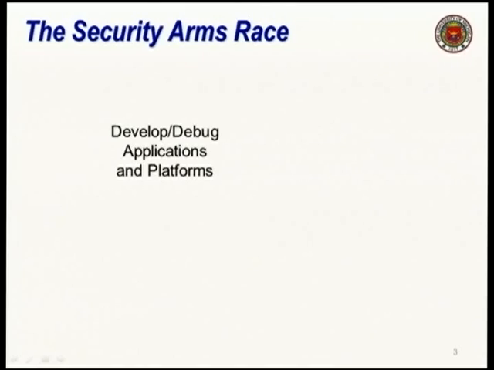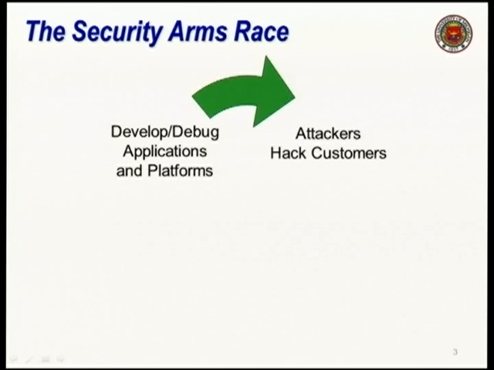Let's take a look at the development cycle of a piece of software today. First thing we're going to do is develop our application. Then we're going to release it to our customers, and our customers are going to get hacked by attackers. Now note, I don't call them hackers, I call them attackers. Hackers are people that program very well. Attackers are people that are trying to take over your machine. The press always gets this wrong. So attackers try to hack your customers and take over their resources.